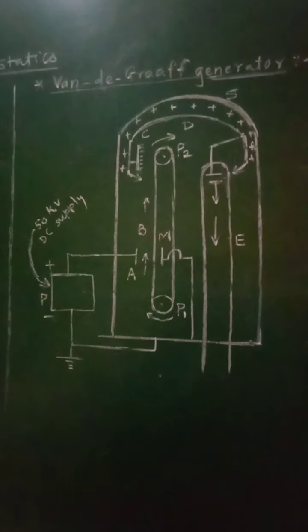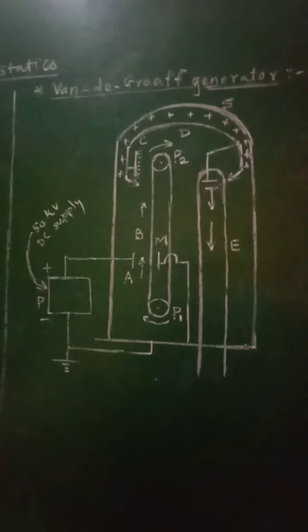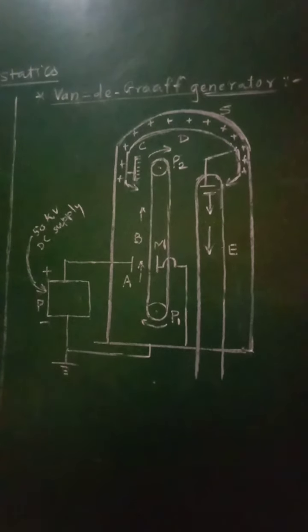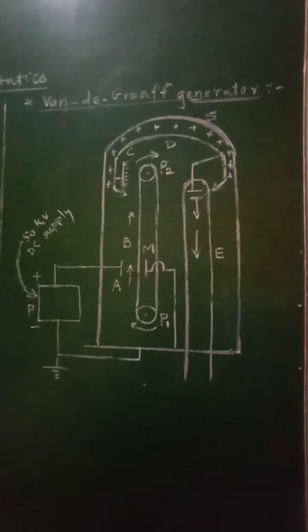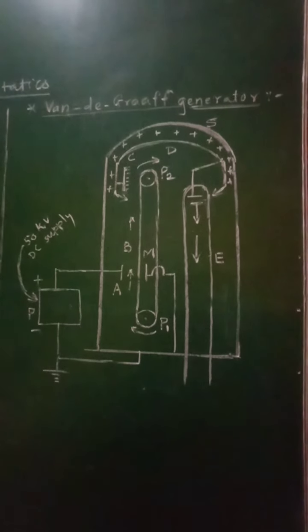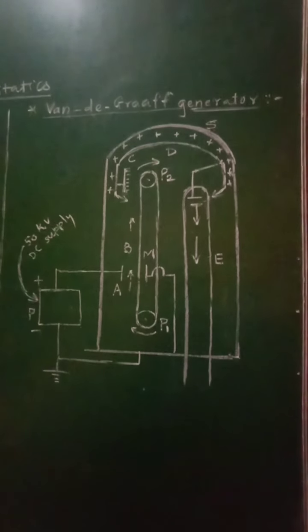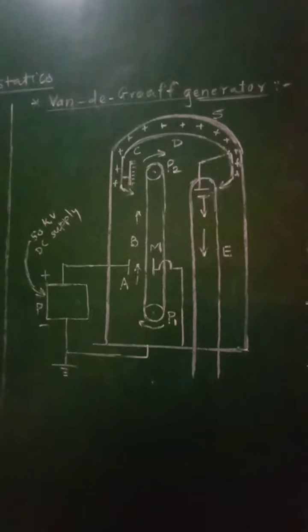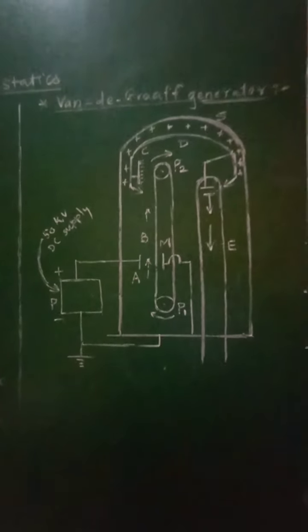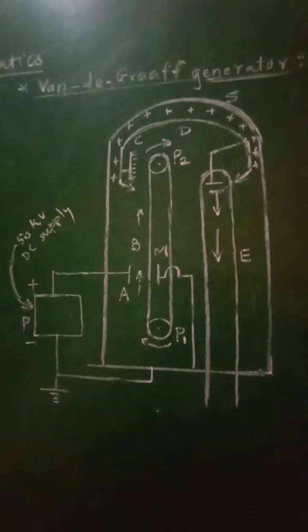Fourth, it is used to study different types of nuclear reactions. And fifth, it is used to sterilize food and prevent materials by accelerating electrons. So this was regarding the construction, working and uses of this Van de Graaff generator.